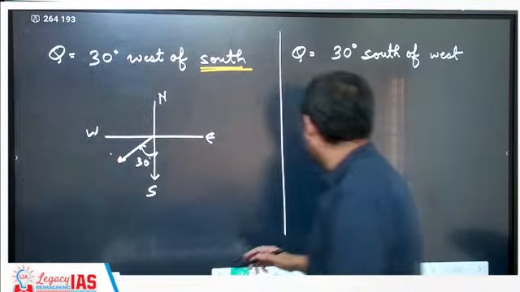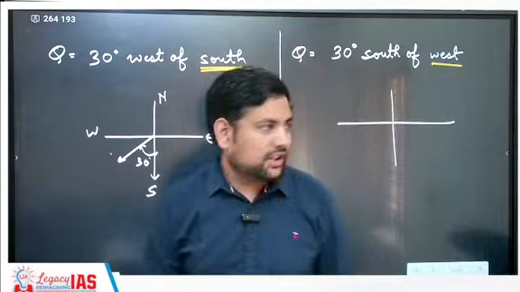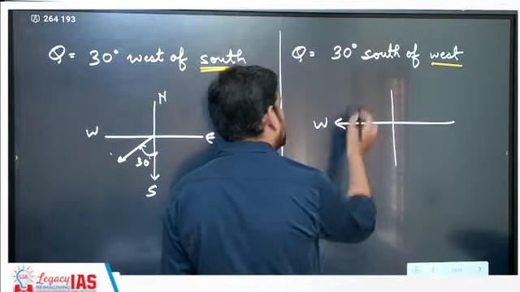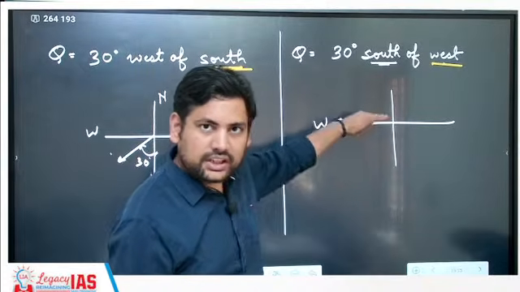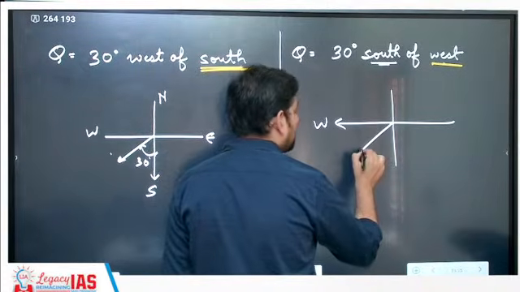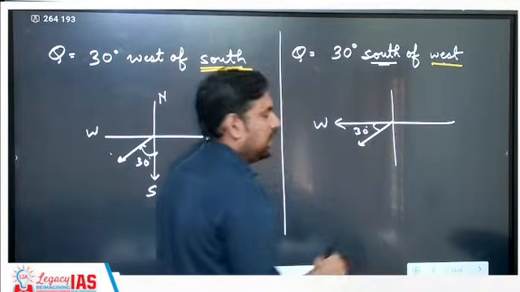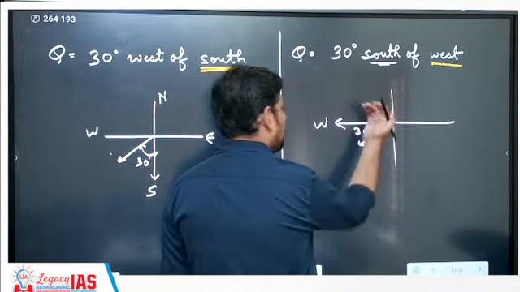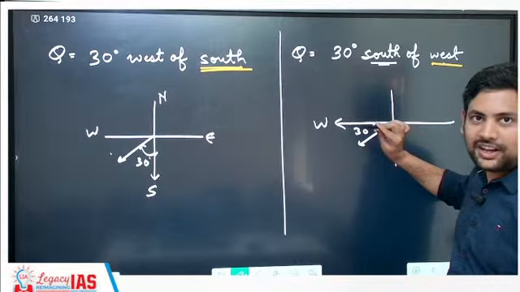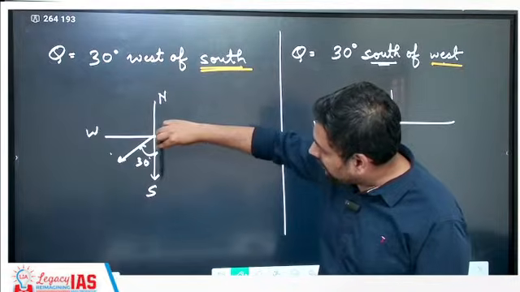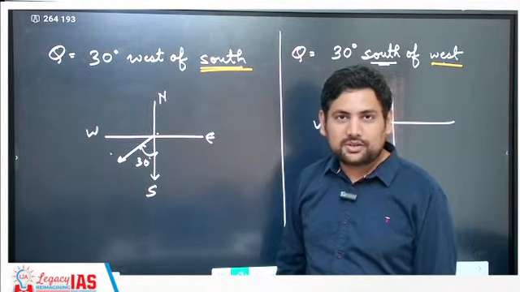Now can you draw this by the same logic? So first I will draw what? I will first draw west. So this is west, this is where I am sitting. Now I go 30° south of west. So from west I go 30° south. This is the angle. Can you feel this? From west I go 30° south. Understood where you have to start? Earlier I should have started from south and gone 30° west. So I reach here. Understood?